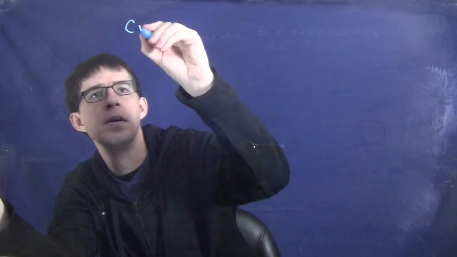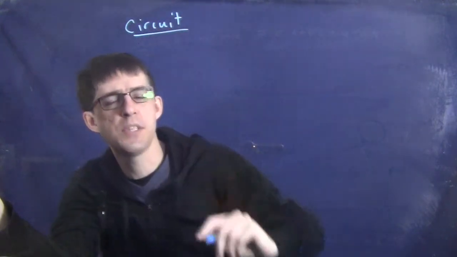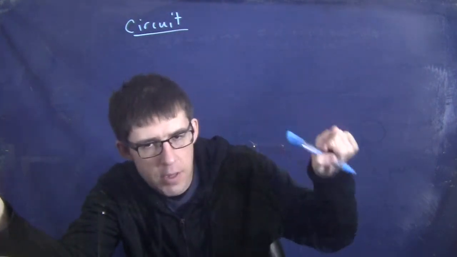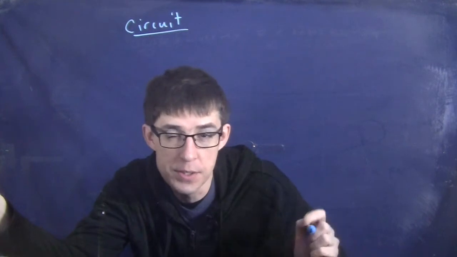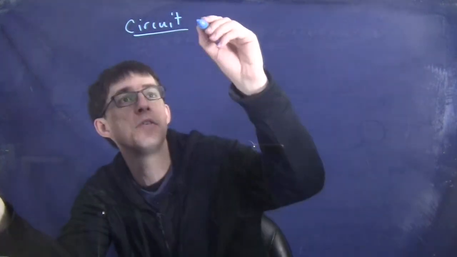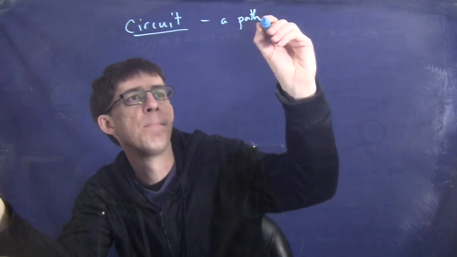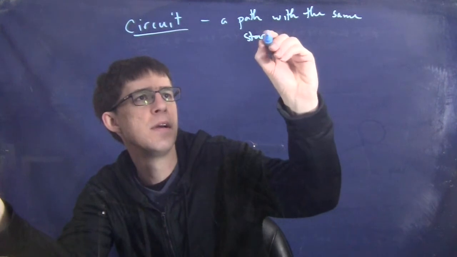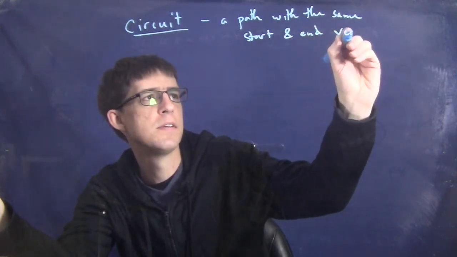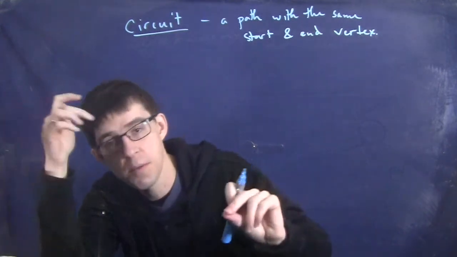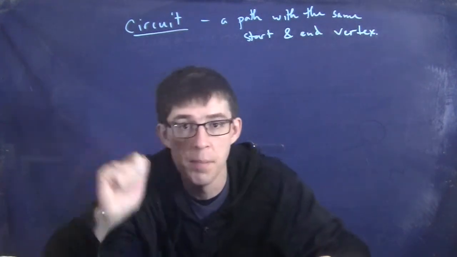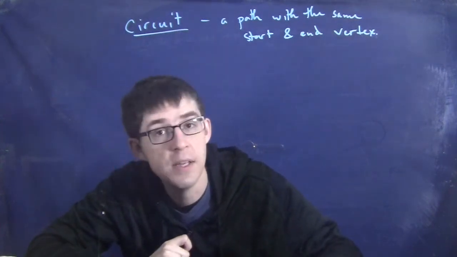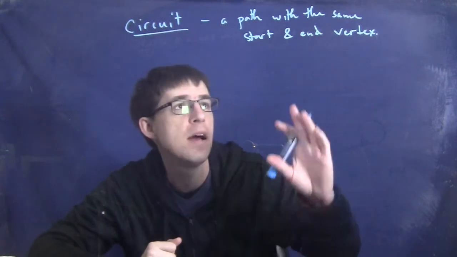How about a circuit? A circuit is just a path which kind of goes around in a circle. Now, it doesn't have to literally look like a circle. What I mean by circle is just that it ends up at the same place where it started. So a circuit is just a path with the same starting and ending vertex, right? A path is one which starts at some vertex and ends up at some other vertex. It's called a circuit if the starting vertex is the same as the ending vertex. Okay? Not a lot to say about that.